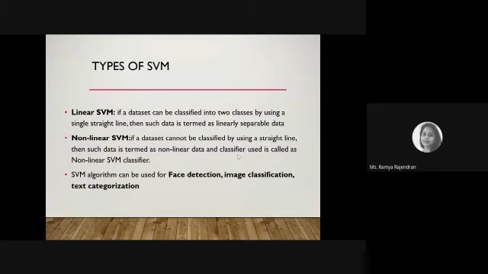Whereas if you're not able to classify your data with a straight line, then that becomes your non-linear data. Only then will you apply your kernel tricks so that you are able to classify them through a hyperplane. That is called a non-linear SVM. As I mentioned earlier, SVM is also used for face detection, image classification, and text categorization.